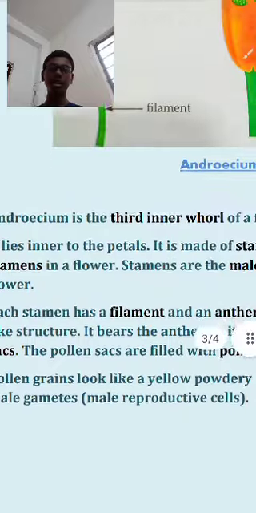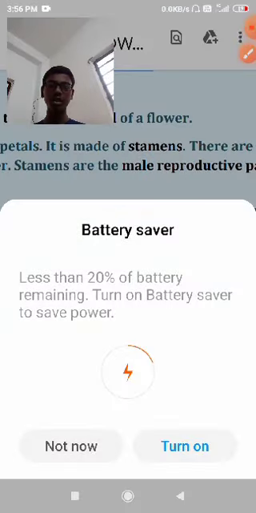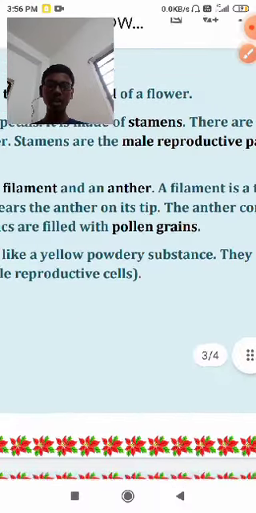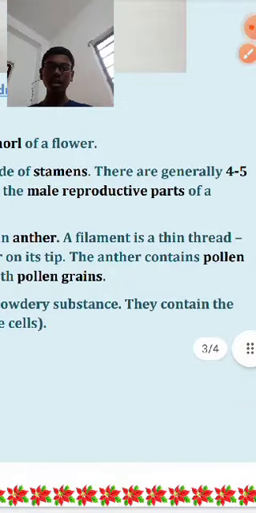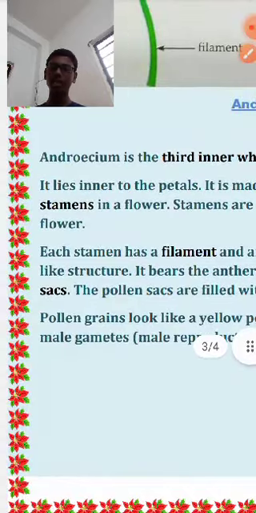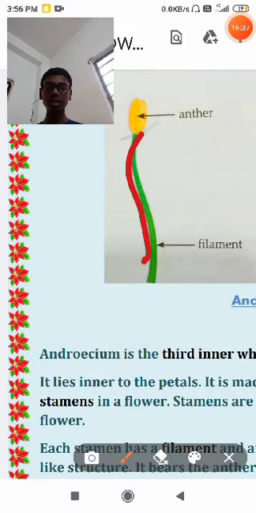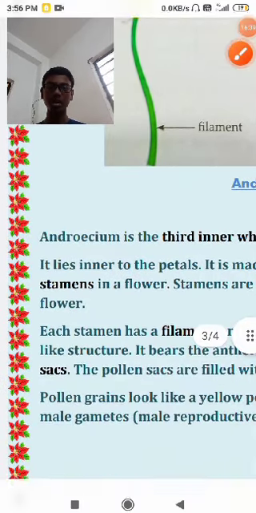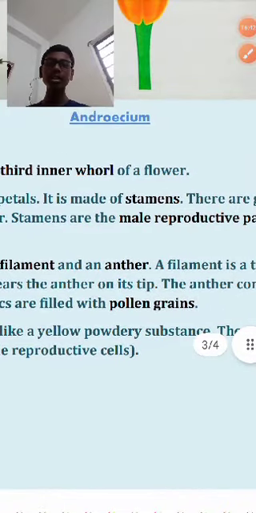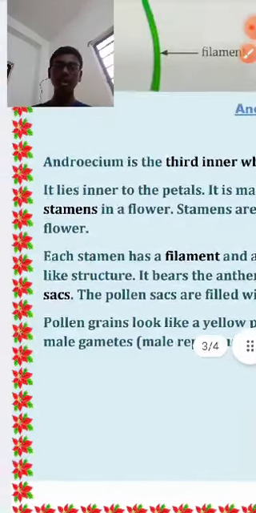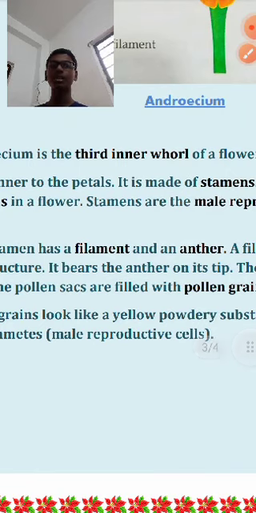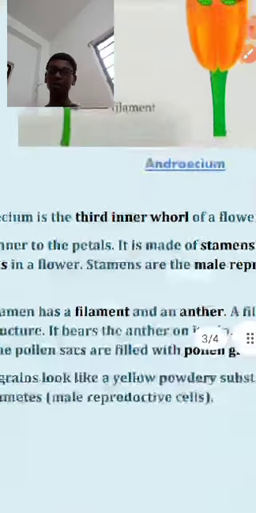Now let us read the definition of filament. Sorry, my charge is slow. A filament is a thin thread-like structure. You can relate from here. It is a thin thread-like structure and it bears the anther on its top. Means the filament has the anther on its top, as you can relate from this.